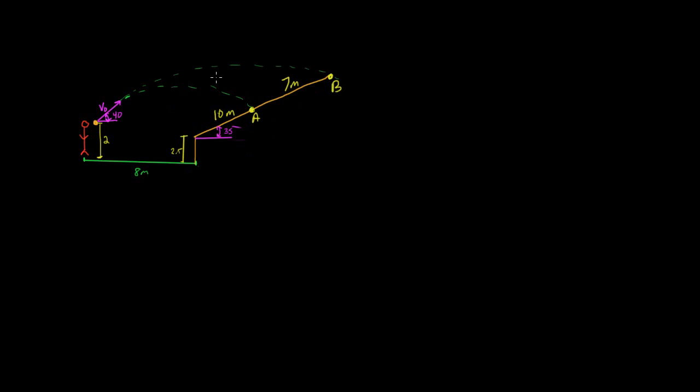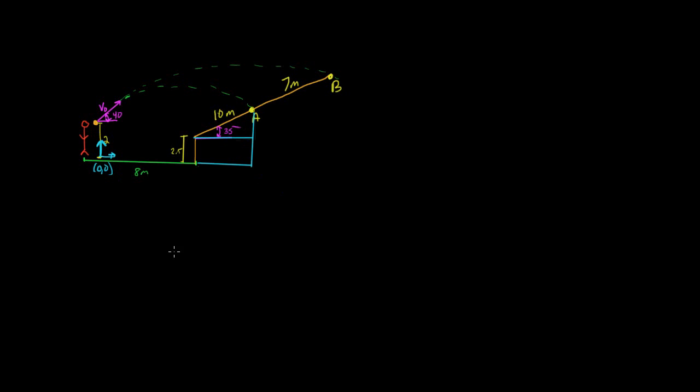What we need to do first is figure out how far away A is and how far away B is from his position, from this position right here, which we're going to call the origin, and we're going to call this position 0, 0. So position A is really in the x direction. It's this 8 meters right here plus whatever this distance is.